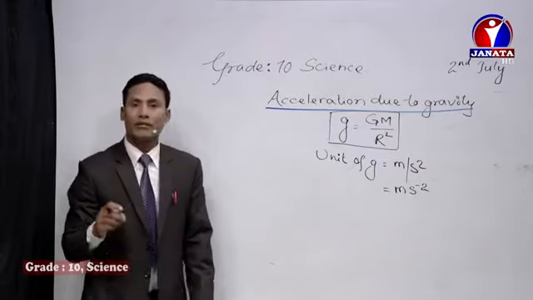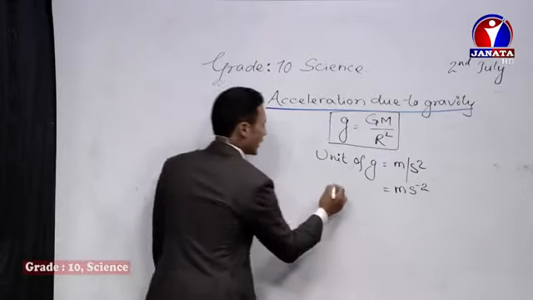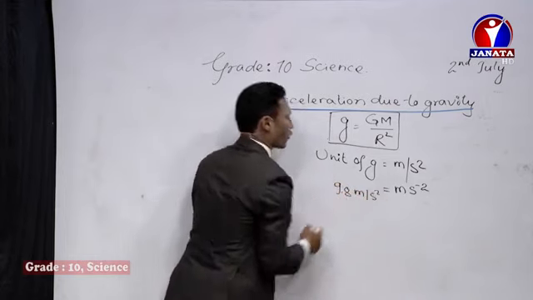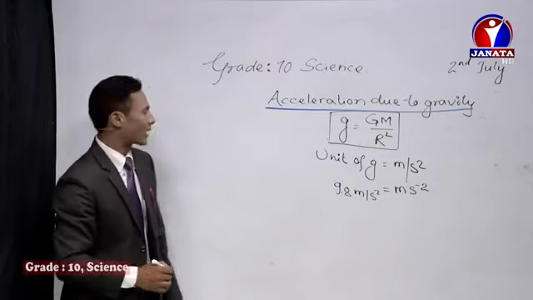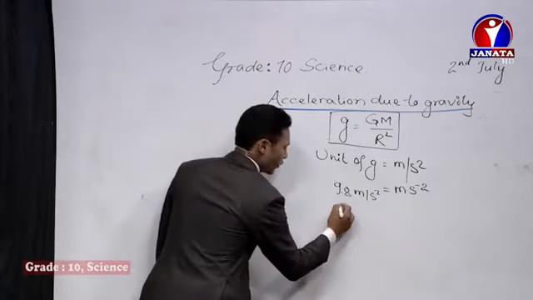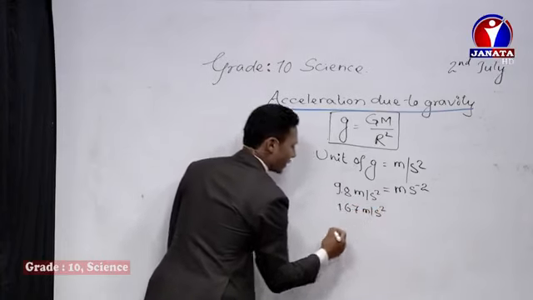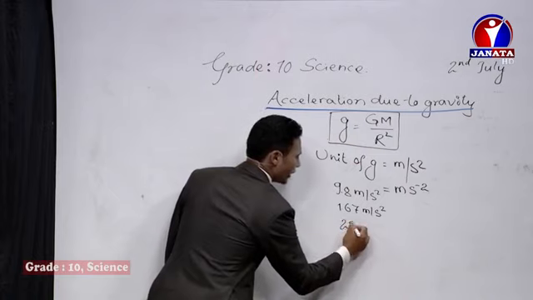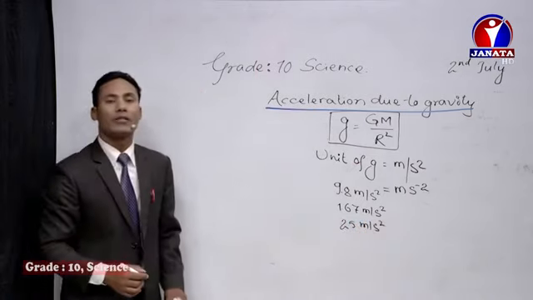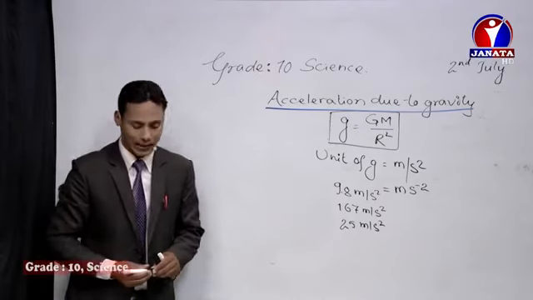The average value of acceleration due to gravity of Earth is 9.8 meter per second square. And the Moon is 1.67 meter per second square, and Jupiter is 25 meter per second square. So these are the average values of acceleration due to gravity on different planets.